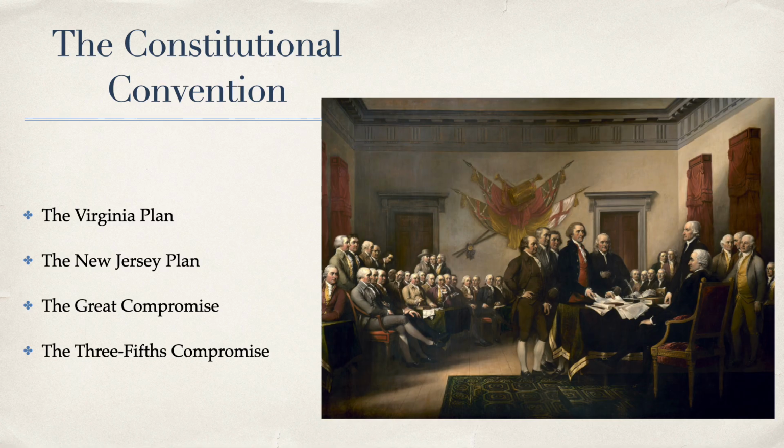The delegates, though, soon saw that there were just too many flaws in the Articles of Confederation, and they decided that there was no way they could fix them. So they basically decided to throw it out and start over. So we had a couple different plans that were proposed.